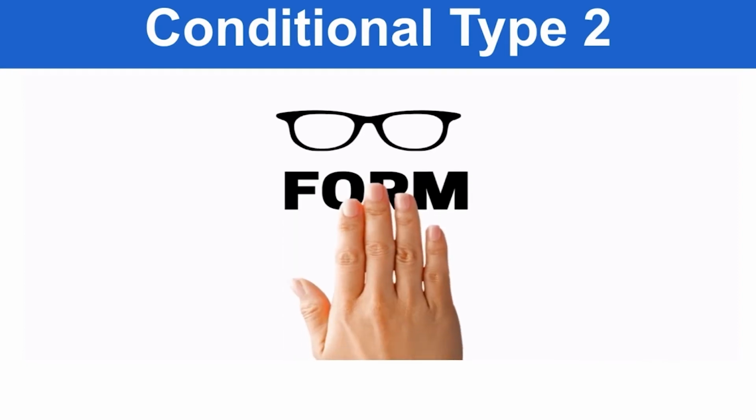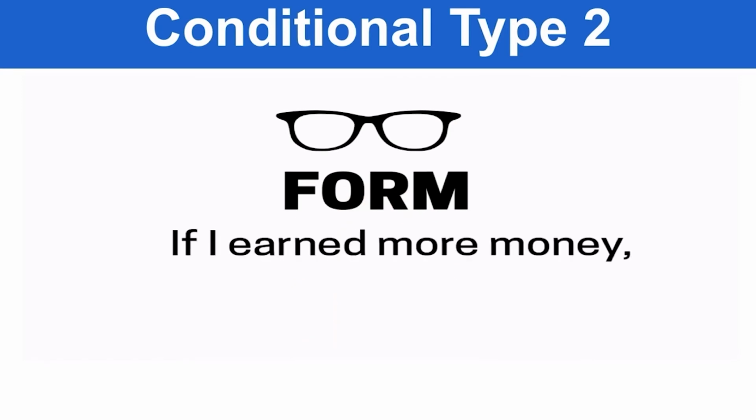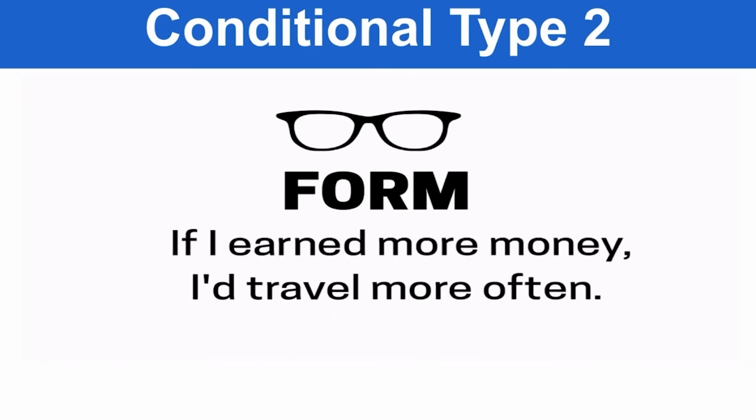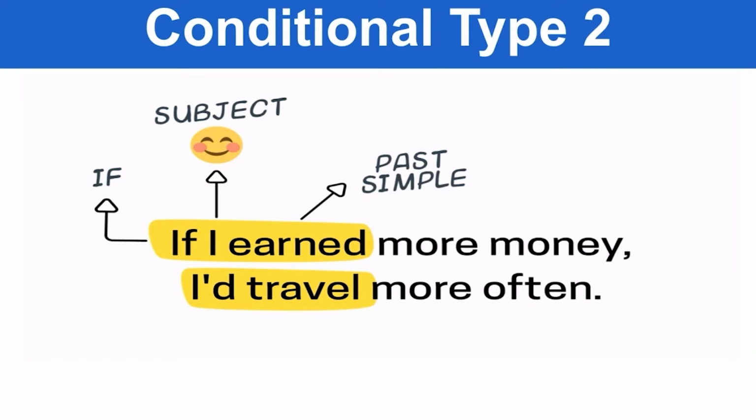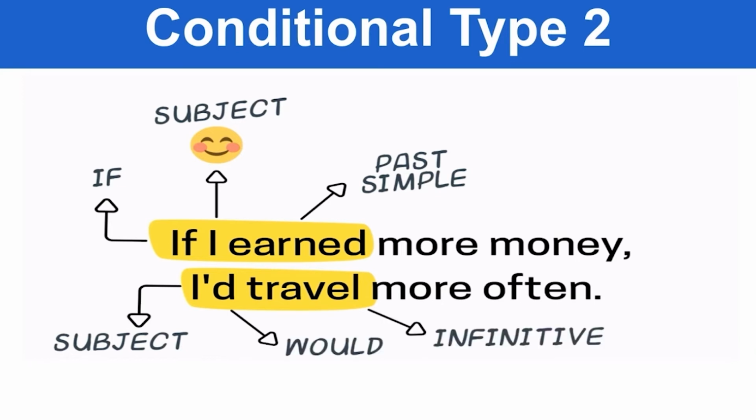Let's look at the form now. If I earned more money, I'd travel more often. To form a second conditional, you need the word if, the subject I, the past simple form earned, and then later the subject again I, the word would, and the infinitive travel.